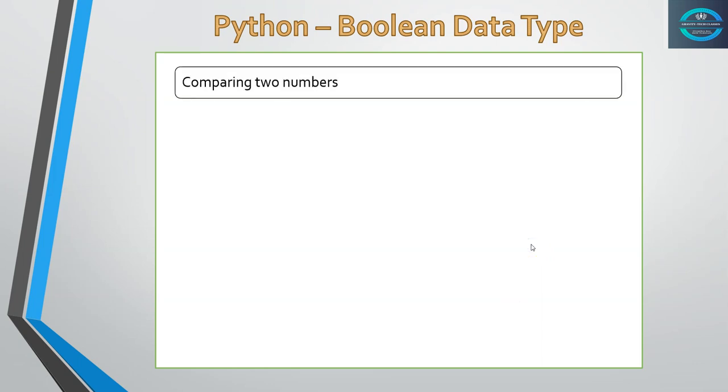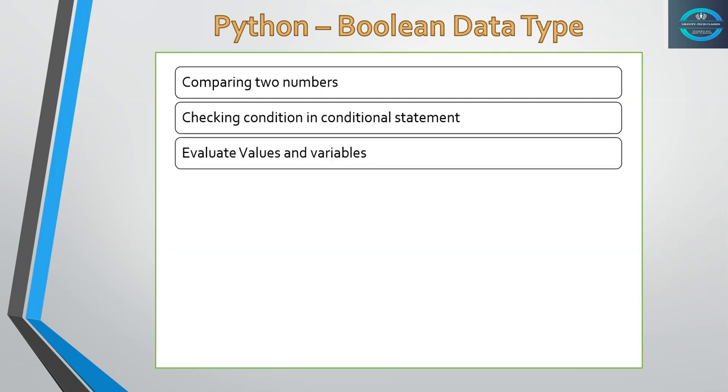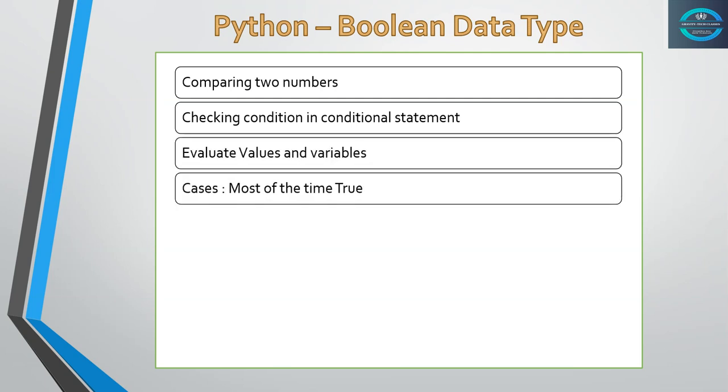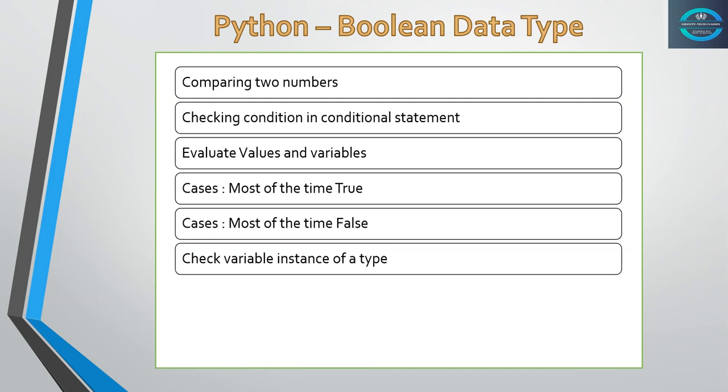So we can compare two numbers and get either true or false. You can check some condition in a conditional statement like if else. You can evaluate values and variables. There are some cases where most of the time everything is true, and some cases where every time it will give you false as a value. Check a variable's instance type, whether it is an integer, a float, or a str, that way.